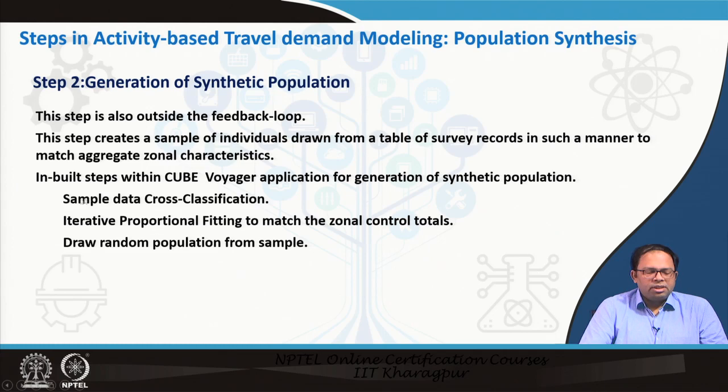First we have cross classification data for different zones, and based on the sample data we can do different kinds of cross classification. We can segregate the population, and then we do iterative proportional fitting to match the zonal control totals along with the survey data. Finally we can draw a random population from the sample and add that to our synthetic population till the zonal total matches. This process has been detailed out in our earlier lectures, so you can check those. And this is an inbuilt step in Cube Voyager, and using this we can also generate synthetic population for activity-based models.